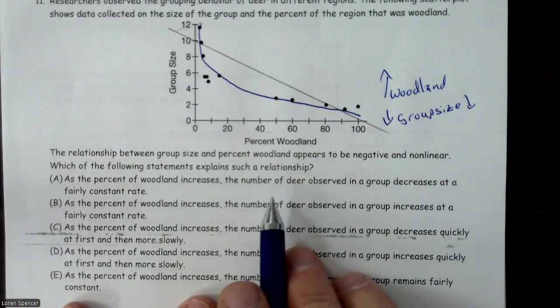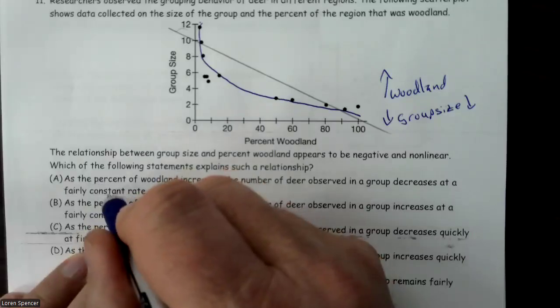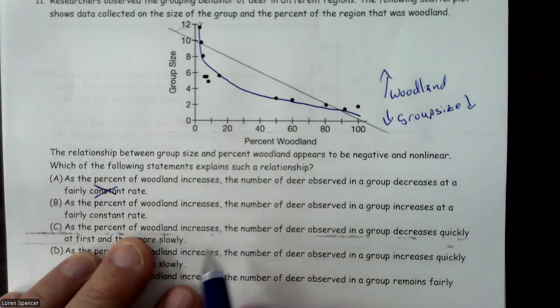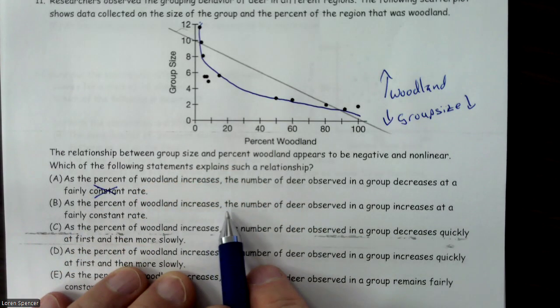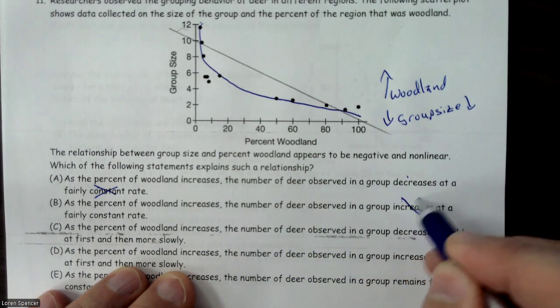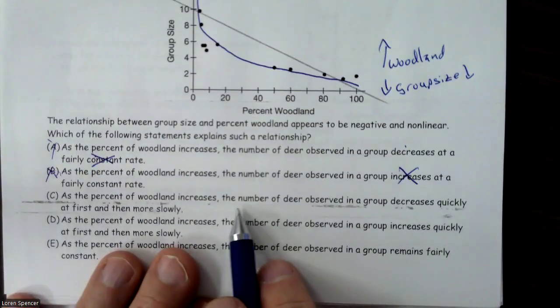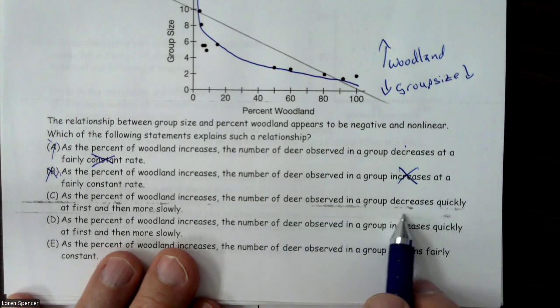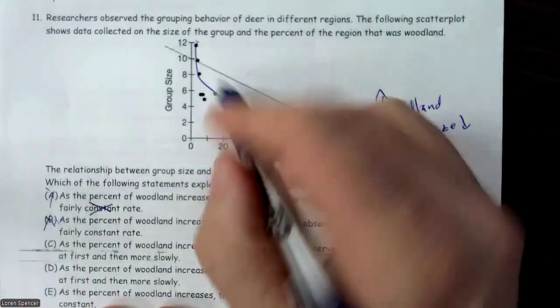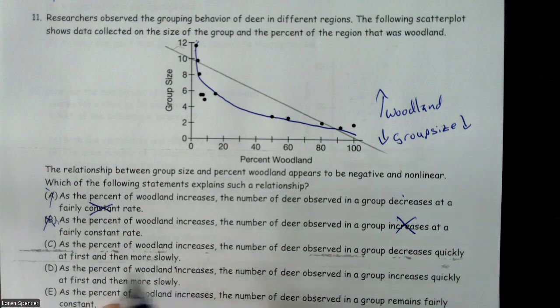As percent of woodland increases, the number of deer observed in a group decreases at a fairly constant rate. It does decrease, but not at a constant rate. As the percent of woodland increases, the number of deer observed in a group increases. No, it doesn't increase. That's the problem with that. As the percent of woodland increases, the number of deer observed in a group decreases quickly. Yeah, it definitely decreased quickly at first and then more slowly. For number 11, I happen to like C a lot.